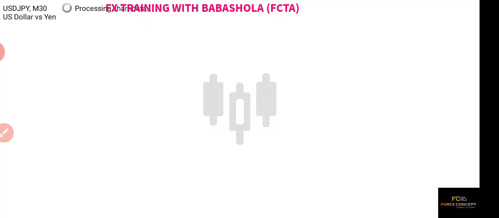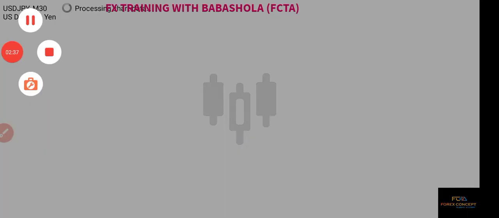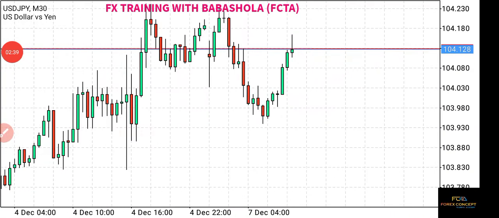Switch to USD JPY now. Let's see how the chart looks. So remember, the major currencies. This strategy is good for the major currencies, and the suitable time frame you enjoy with this strategy is the 30-minute time frame. So let's wait. Alright, so we have the USD JPY now.